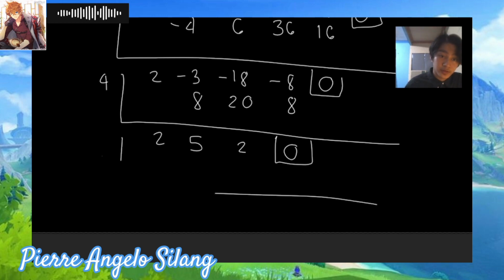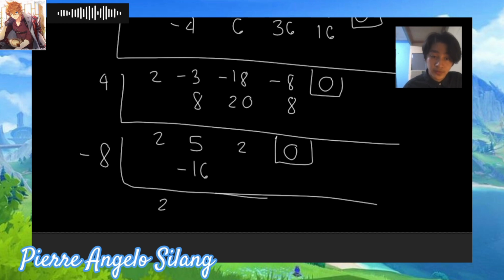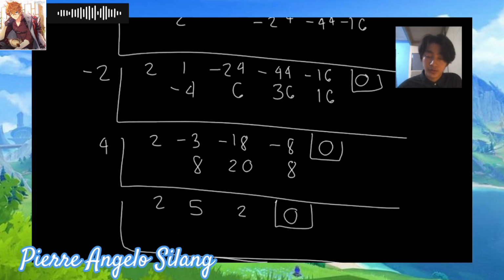So let's try negative 8. Bring down 2. 2 times negative 8 is negative 16. 5 plus negative 16 is negative 11. Negative 11 times negative 8 is 88. 2 plus 88 is 90. Therefore, negative 8 is also not a zero of p of x. So what are we going to do if we have tried all of the possible zeros and still can't get another zero?